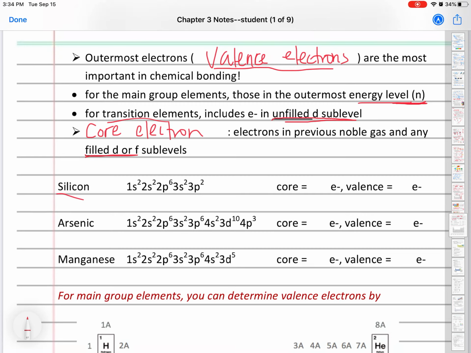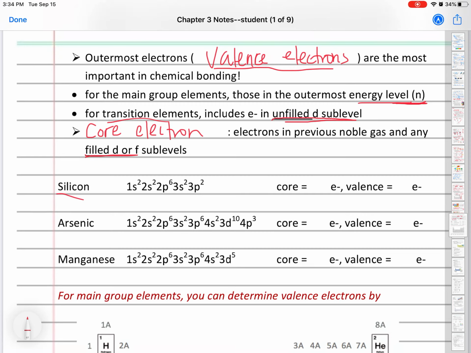Watch this. Where's silicon? Silicon's right here. It's in group 4, and it has 4 valence electrons. Arsenic, where is it? It's in group 5. It has 5 valence electrons. All right, so all of these guys in group 1 have 1 valence electron.